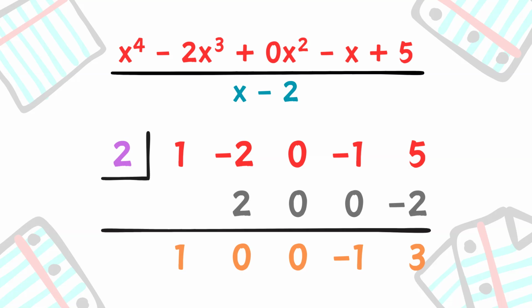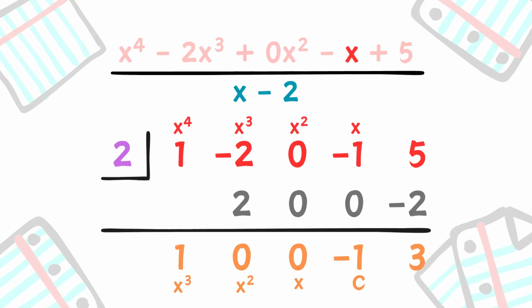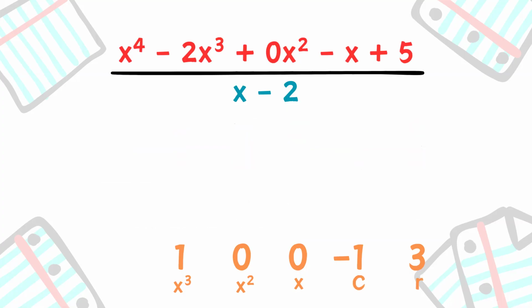In the dividend, the first term is x to the power of 4. Decreasing this by 1, we get x cubed. Then we have no x squared and no x. Next, we have -1 as our constant, and the 3 is our remainder. So we have x cubed minus 1 plus 3 over x minus 2.